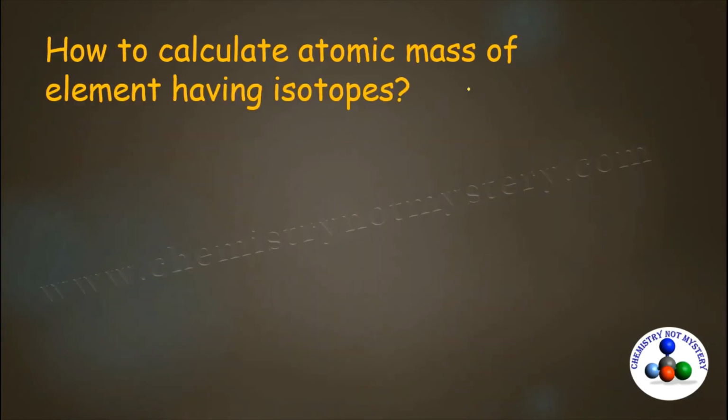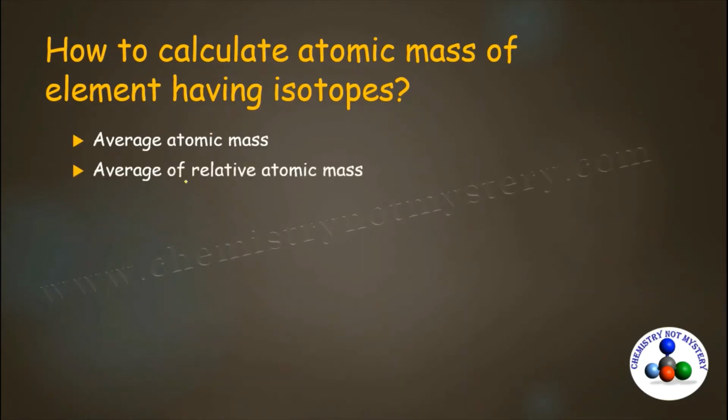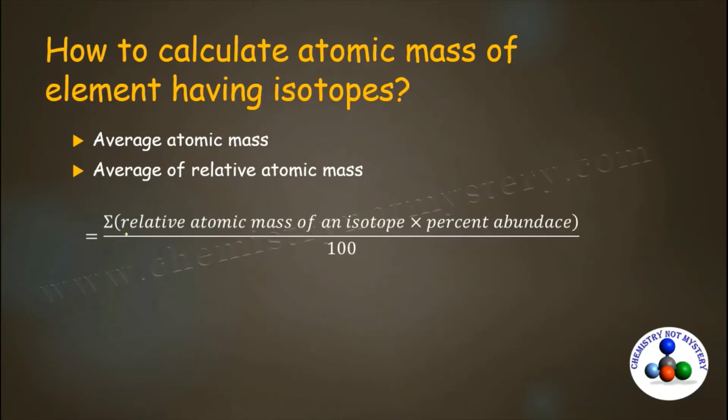So how do we calculate the atomic mass of elements having isotopes? In that case, we will use average atomic mass. It is equal to the average of relative atomic masses, and it can be calculated by the summation of the relative atomic mass of an isotope multiplied by its percentage abundance divided by 100.